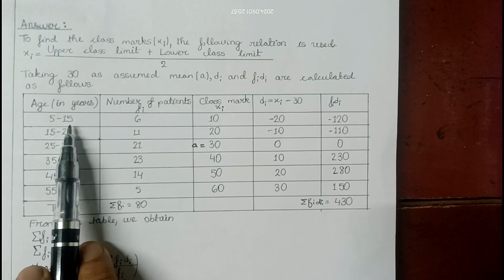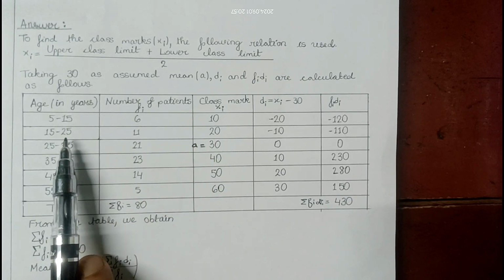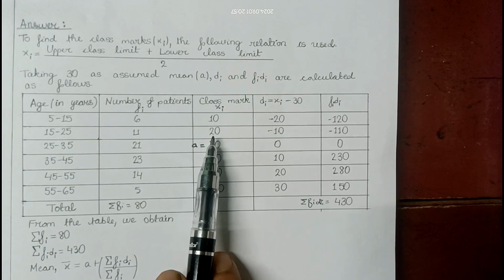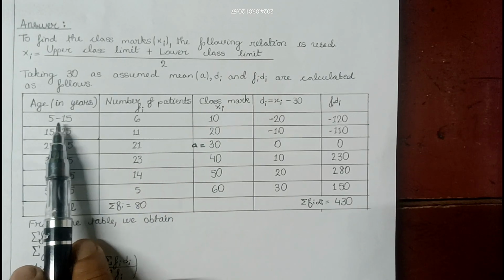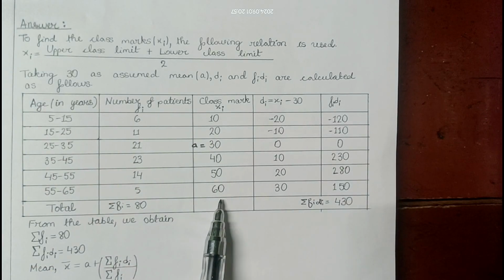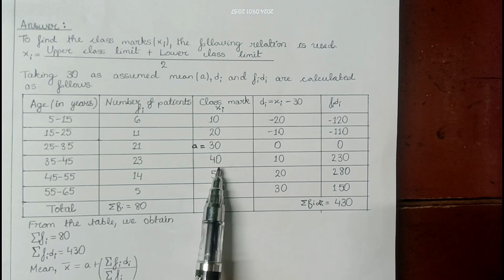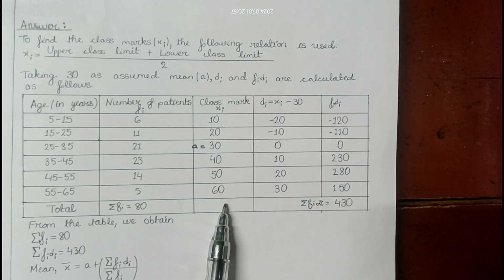5 plus 15 is 20. 20 divided by 2 is 10. Similarly, 15 plus 25 will give 40. 40 by 2 is 20. Since here the class size is 10, if we keep on adding 10, then also we'll get the class mark. So 10 plus 10 is 20, plus 10 is 30, plus 10 is 40, 50 and 60.